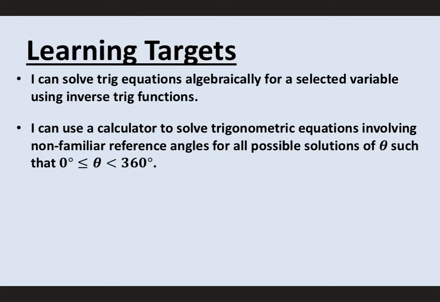All right, I can solve trig equations algebraically for a selected variable. So if I say solve for x or solve for y or whatever it is, you can solve for that variable. Make sure you know that to undo sine, you use inverse sine, or to undo tangent, you use inverse tangent or arctangent. You can use those inverse operations to undo one trig function for another. And then we can use our calculators for non-familiar reference angles. So if we have sine of theta equals 1/4, that's not one we know, but you can still use a calculator, do inverse sine of 1/4, and figure out what those reference angles are.